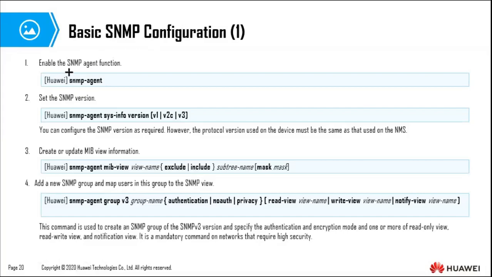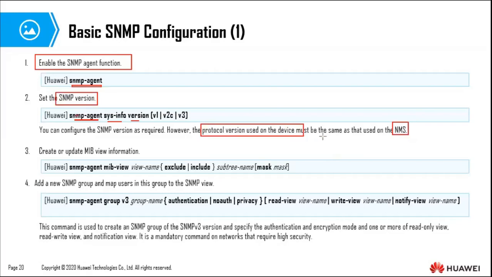Okay, so you have to enable the SNMP agent by using the command snmp-agent. Then the SNMP version, how to do that? snmp-agent sys-info version, then you can enter v1, v2c, or v3. You can configure the SNMP version as required. However, the protocol version used on the device must be the same as that used on the NMS. This is important.